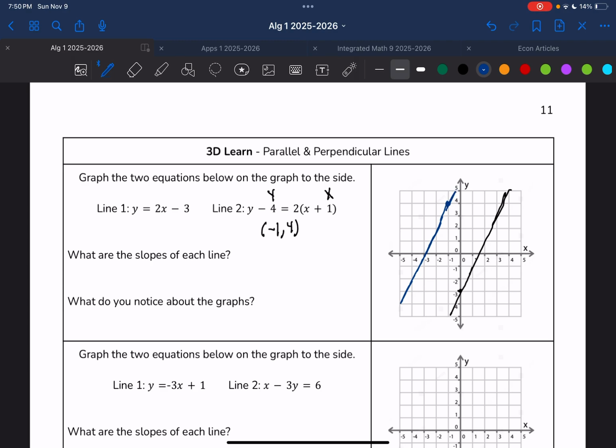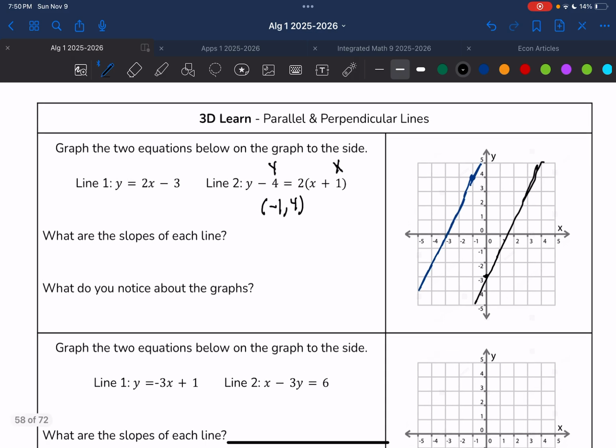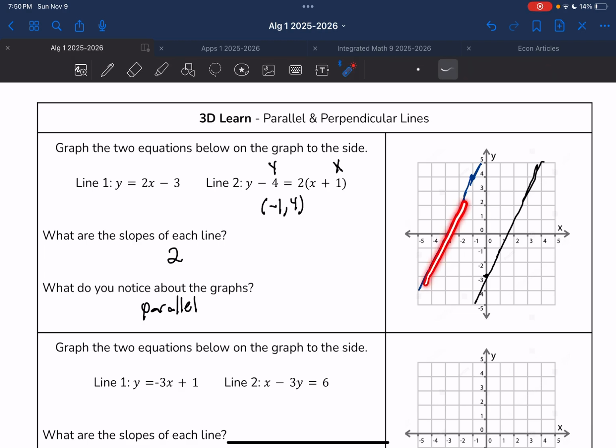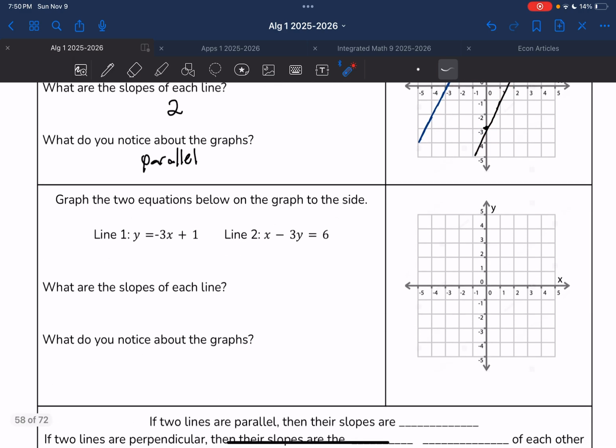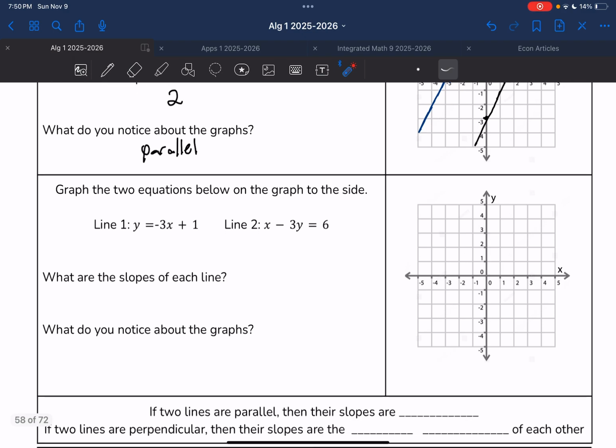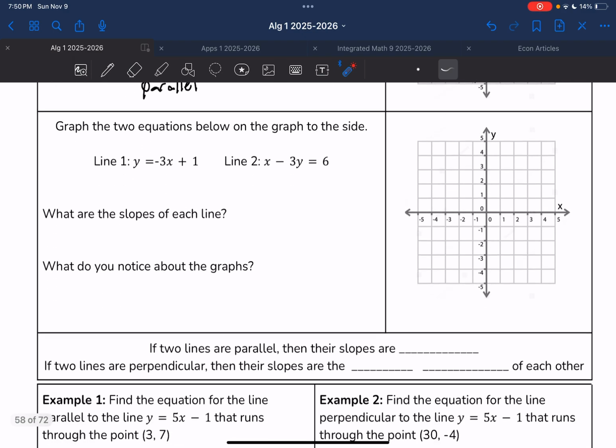All right. And if we look at those graphs, we see that they each have a slope of 2. And they are both parallel. They're never going to touch each other. They're exactly next to each other, like that. All right, and now let's move down to this one.